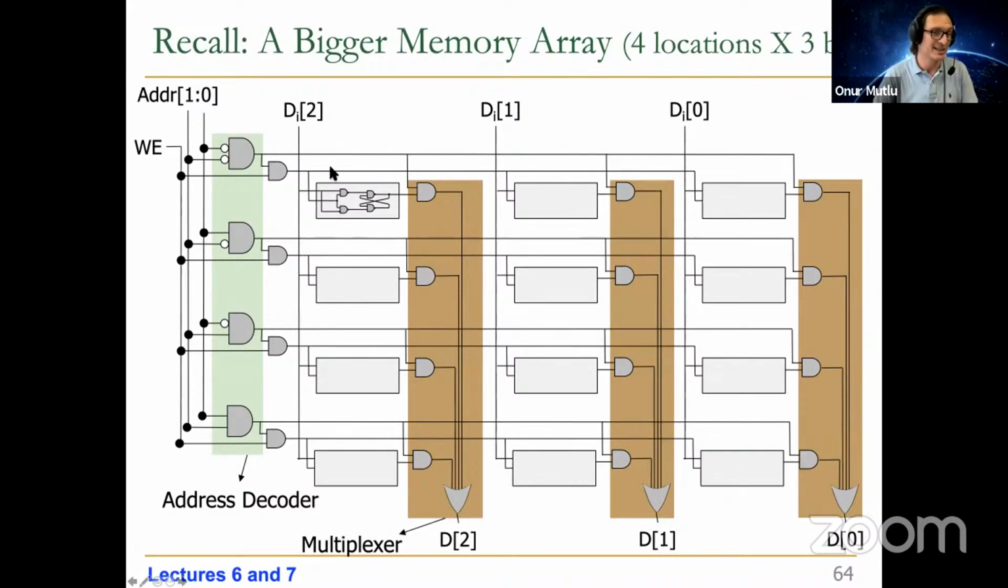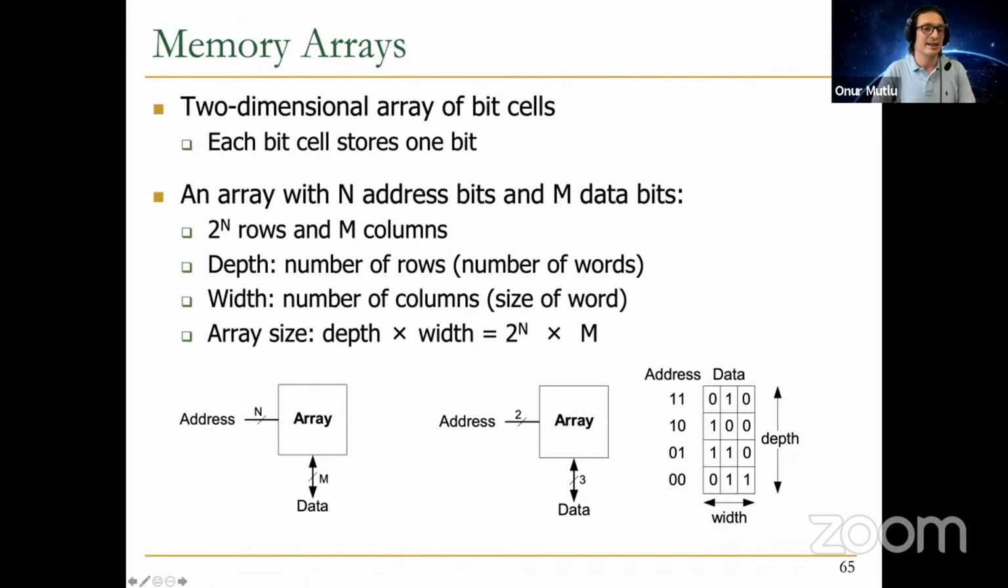In this case, this is a latch, as you can see over here. And an array with n address bits and m data bits has 2 to the n rows and m columns. You can think of this as depth and width also. Depth is the number of rows, and width is the number of columns. Column is the size of the word, and depth is the number of words.